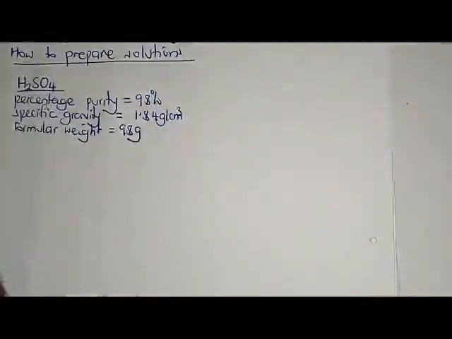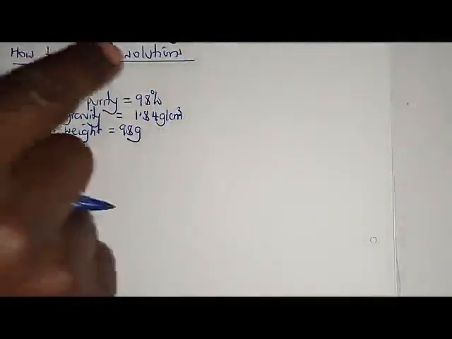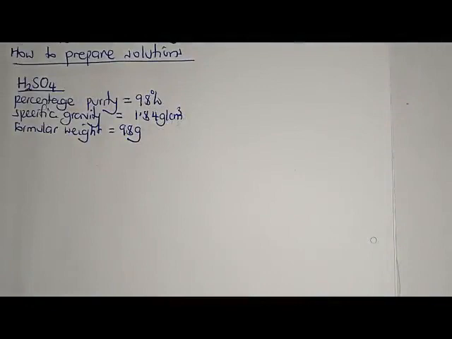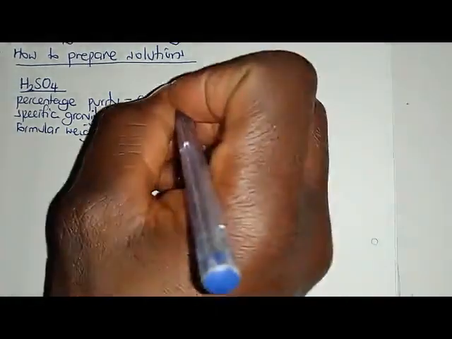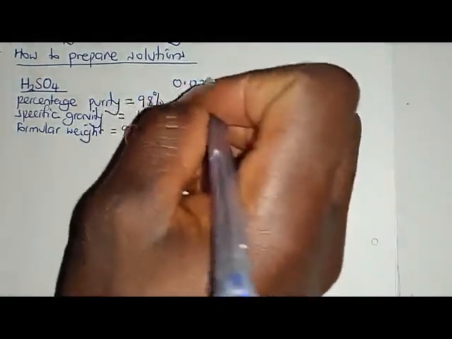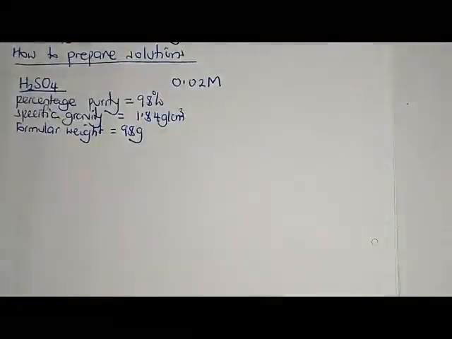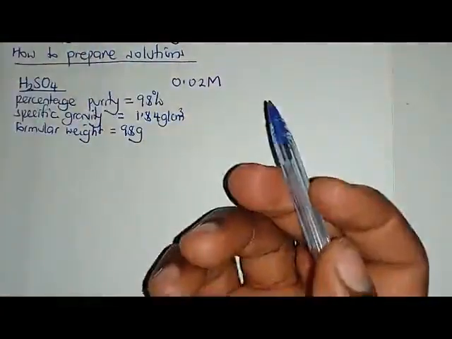We are going to look at how to prepare solutions in chemistry, and we are going to deal with a branch of analytical chemistry. In this case, we are going to look at how can we prepare sulfuric acid. Let me say, how can we prepare a certain molarity, let me say 0.02 molar sulfuric acid. So we are going to understand how we can do this.